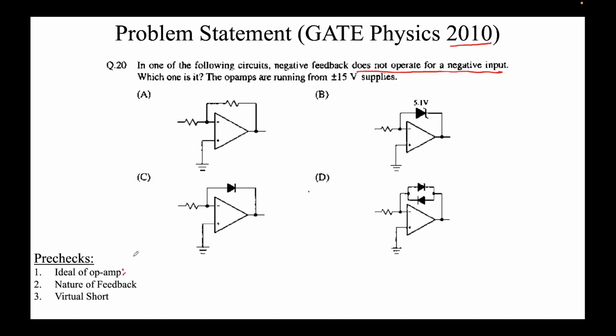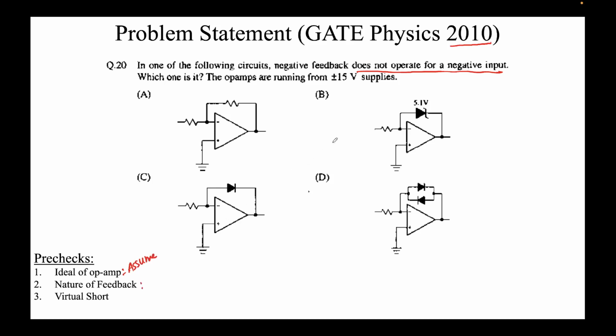This is important because if they're ideal or very close to ideal, then we can ignore, let's say, the input impedance, and the current flowing into the op amp will be zero. Since the question is silent about their ideality, we'll simply assume that they are ideal, right?